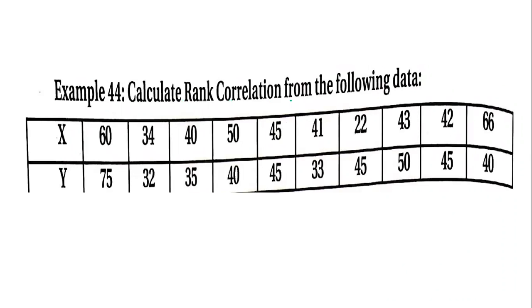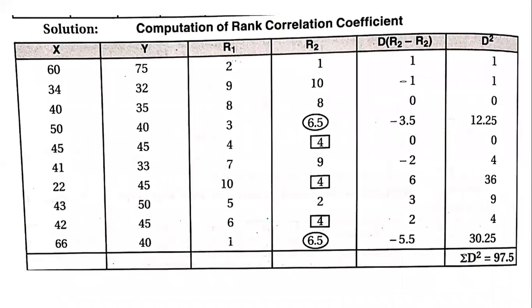Calculate rank correlation from the following. Now there might be some repetitions. Let us see. Let us go to the tabular format. Here X and Y are copied from the question. Let us assign the ranks. Which is the highest number? 66 is the highest, so first rank. After 66 we have 60 as the second rank.